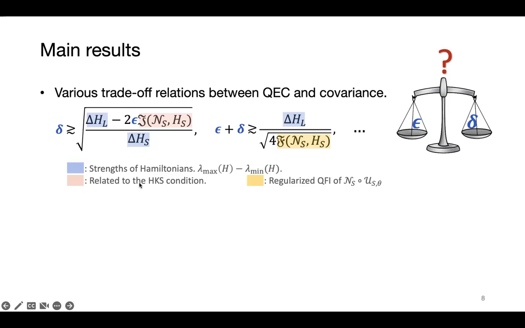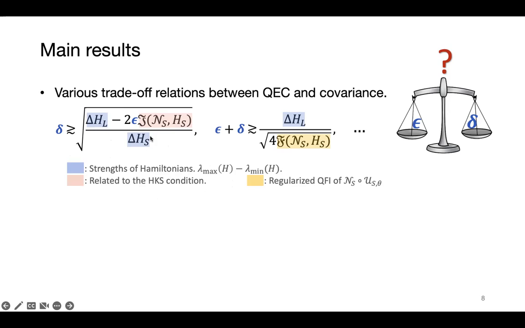So it means that if you have an error correcting code with a very good property, then you cannot have an exact covariant code. So I'm also going to explain the parameters appearing in this inequality a little bit.